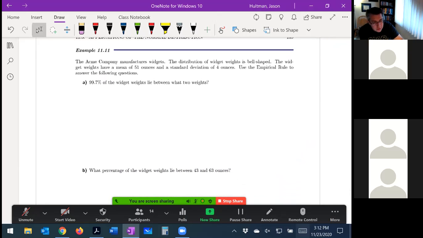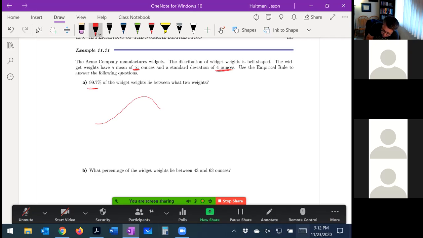Okay, Acme manufactures widgets. The distribution of widget weights is bell-shaped. The widget weights have a mean of 51 and a standard deviation of 4. Use the empirical rule to answer the following questions. Oh, okay, the empirical rule. I like the empirical rule.